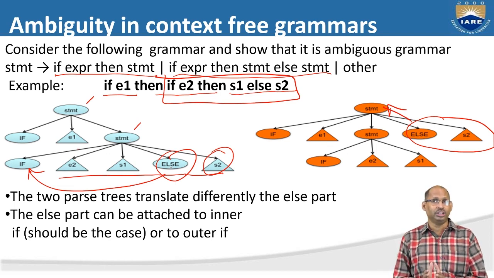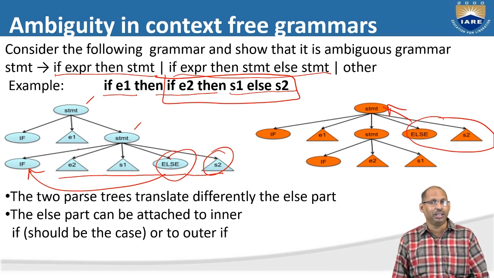So the question is, there are two if statements: if E1 then if E2 then S1 else S2. There are two if statements and one else statement. The else statement should be combined with an if statement. But which if statement should be combined, the second if statement or the first if statement? That is the ambiguity in this context-free grammar.